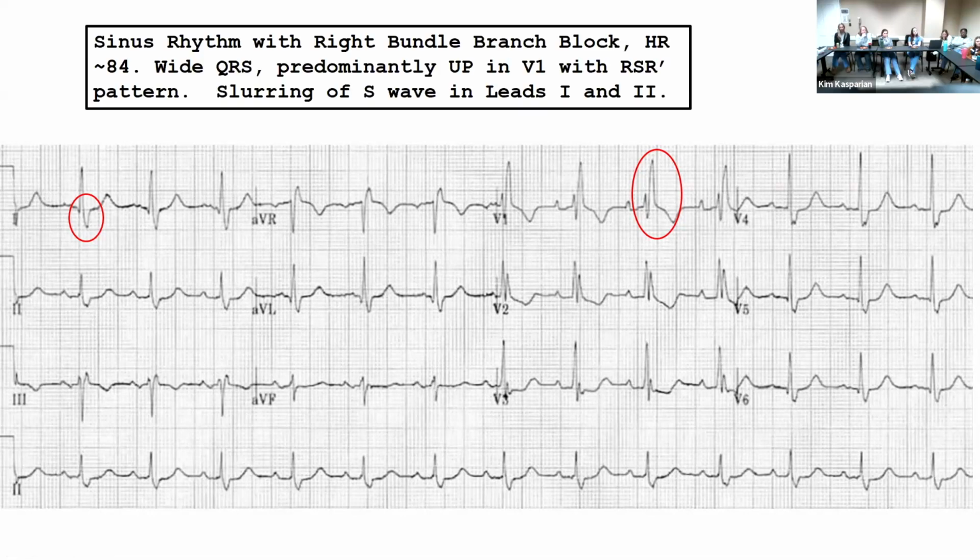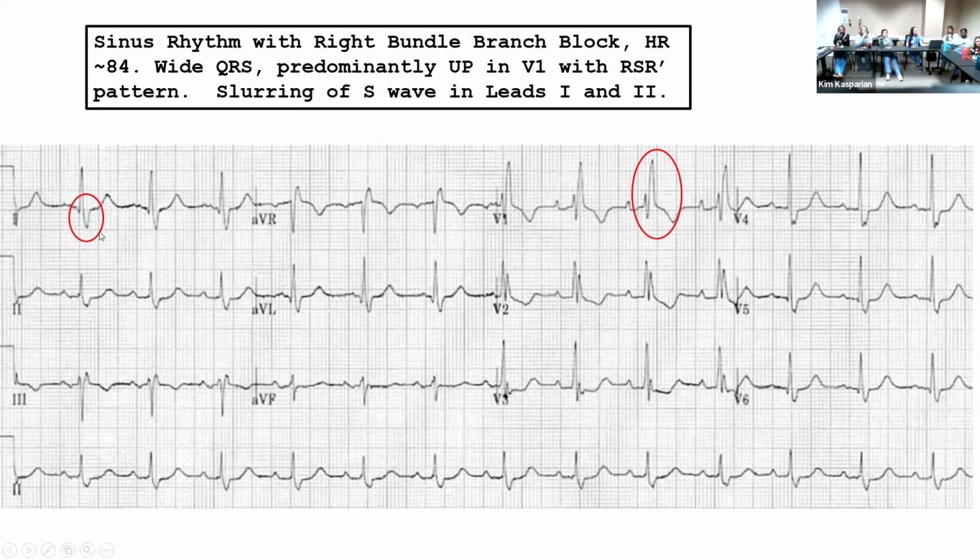They're pretty consistent. They're going to look a little different from case to case, but there are some things that are pretty well conserved. You have what's called an RSR prime in the precordial leads. So V1, V2, V3, V4, V5, V6. So you see how you see a little upward deflection here, and then an S wave, and then a big second upward deflection. That second one is called the R prime. It's all part of the QRS complex, but that's very classically consistent with right bundle branch block.